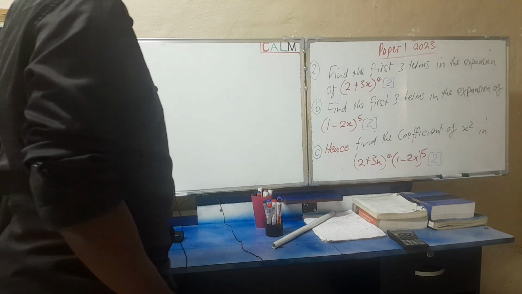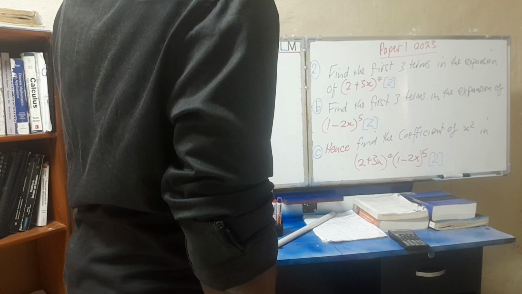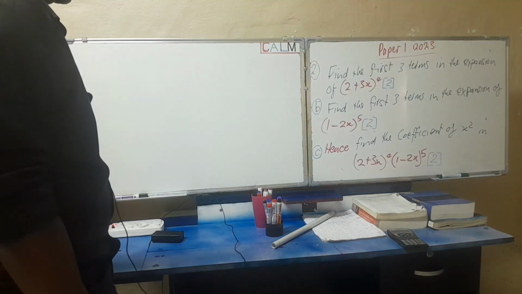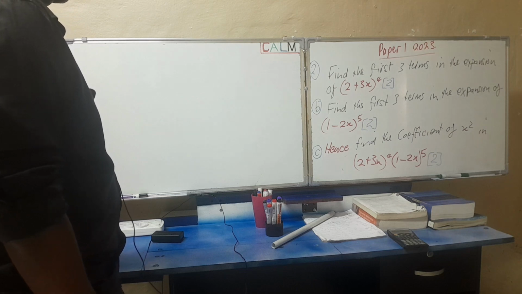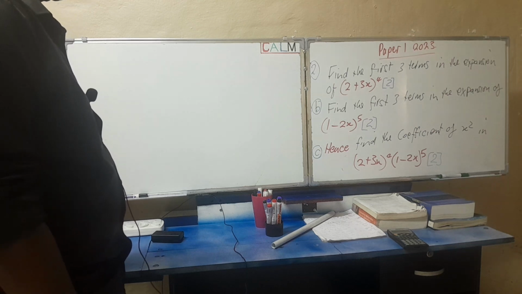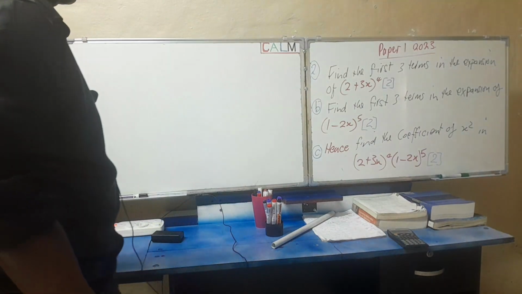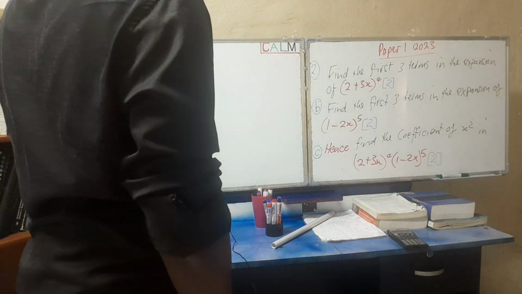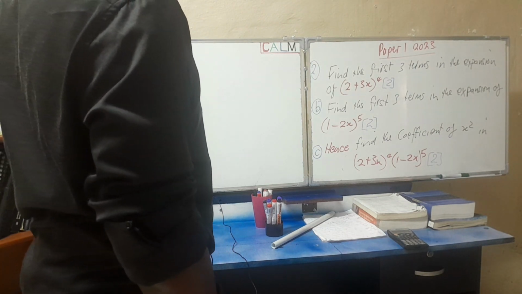In today's lesson, we have a question from Paper 1 of 2023, question number 2, and it reads as follows. (a) Find the first three terms in the expansion of (2 + 3x)^4. (b) Find the first three terms in the expansion of (1 − 2x)^5. (c) Hence, find the coefficient of x² in (2 + 3x)^4 multiplied by (1 − 2x)^5.